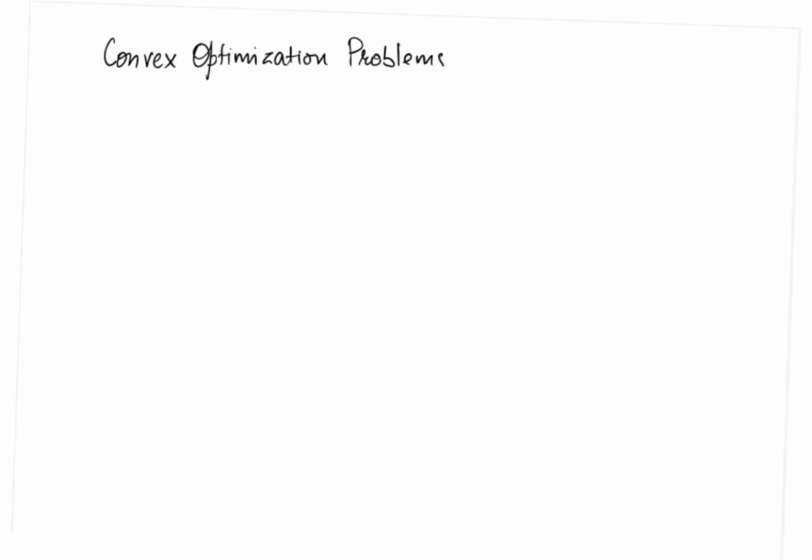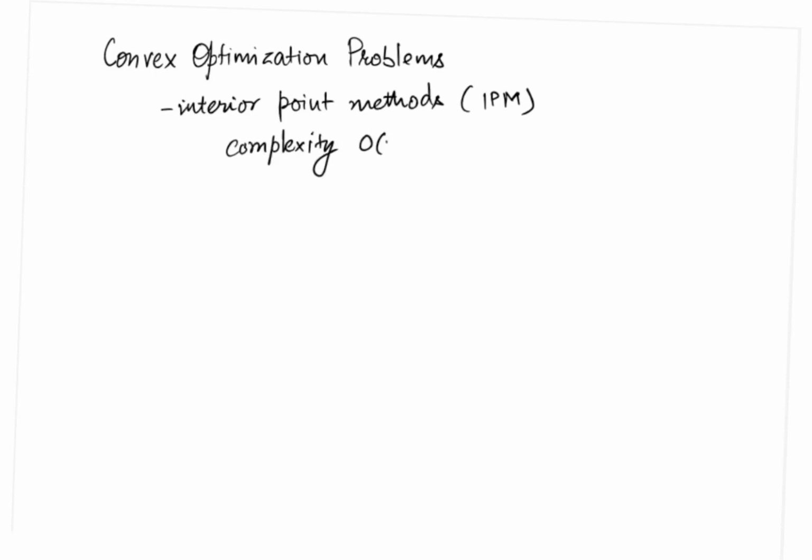So as you may know, most convex optimization problems, that is optimization problems with convex objective and convex constraint functions, can be solved using interior point methods with complexity order n cube, where n is the number of variables or constraints, whichever is larger.